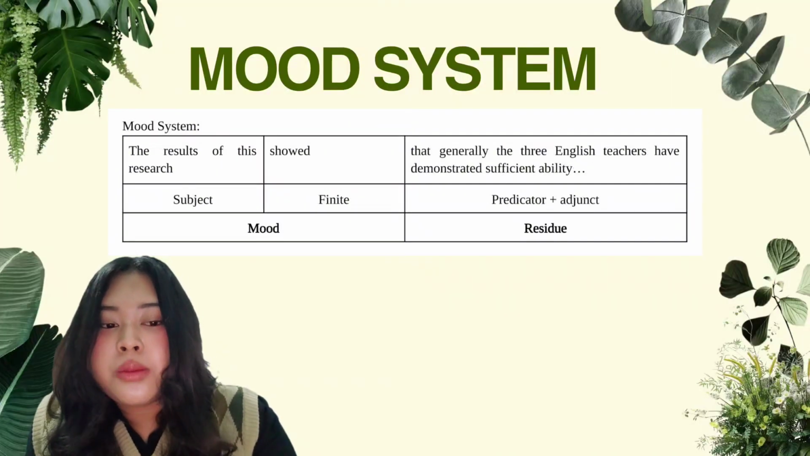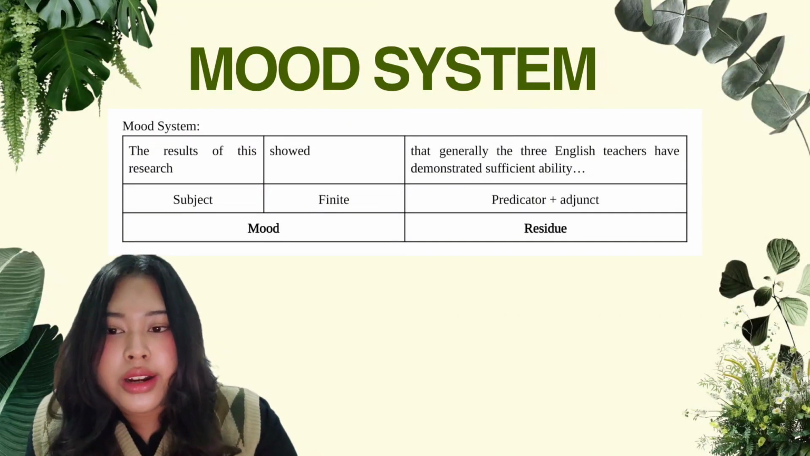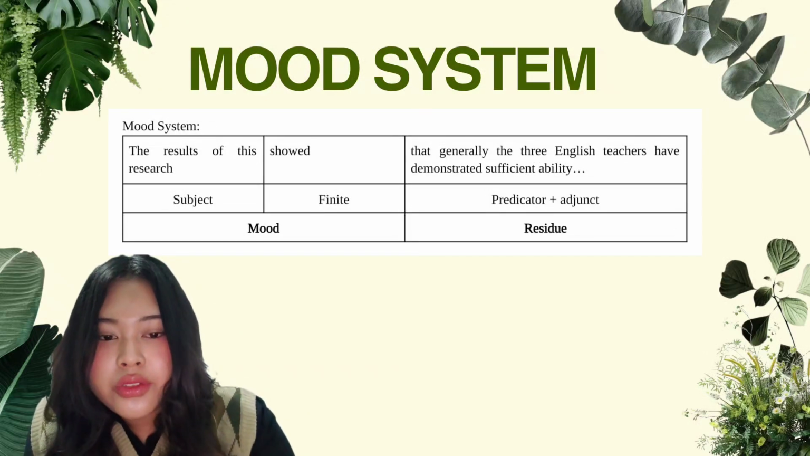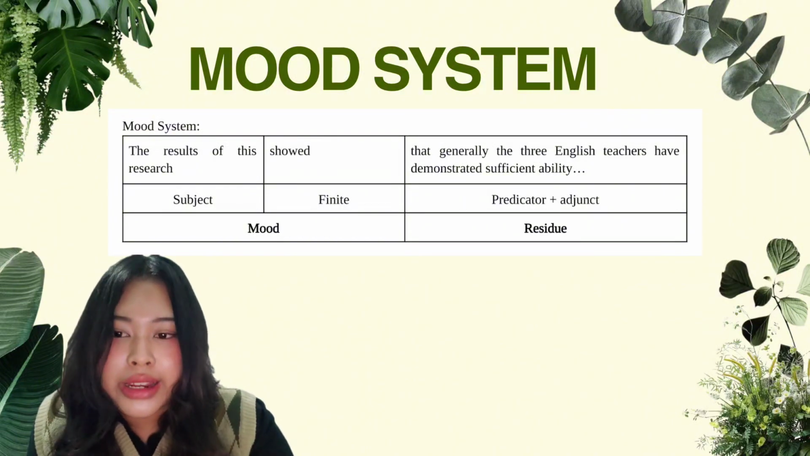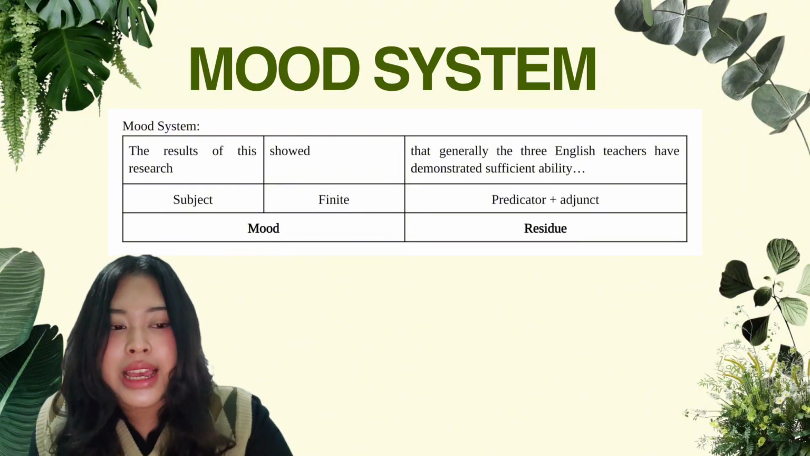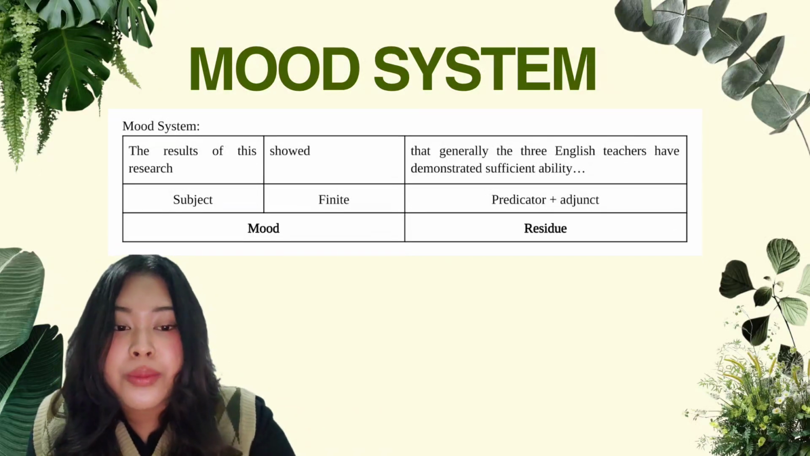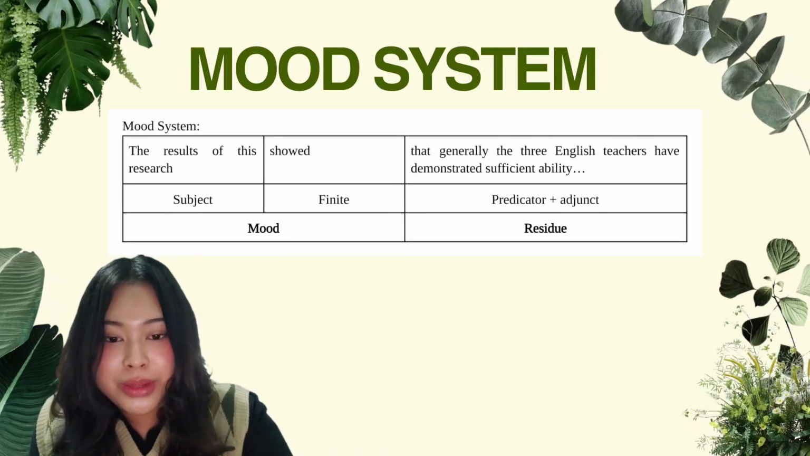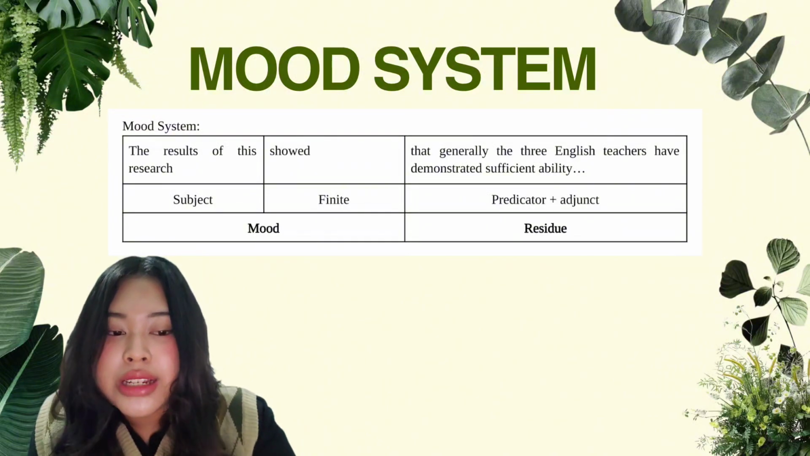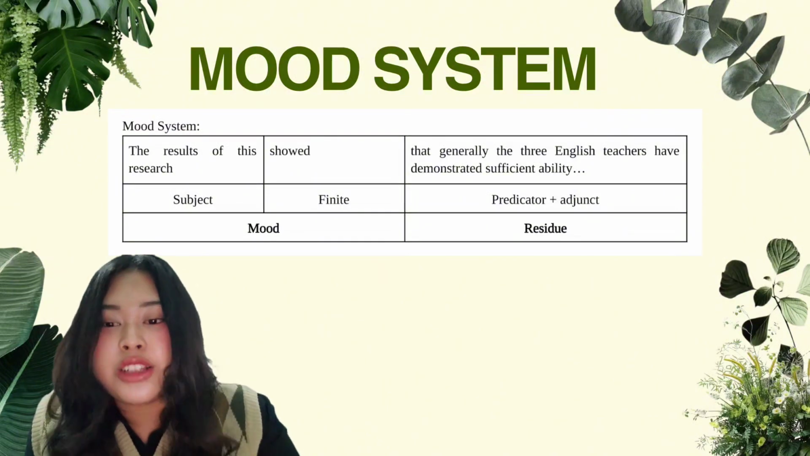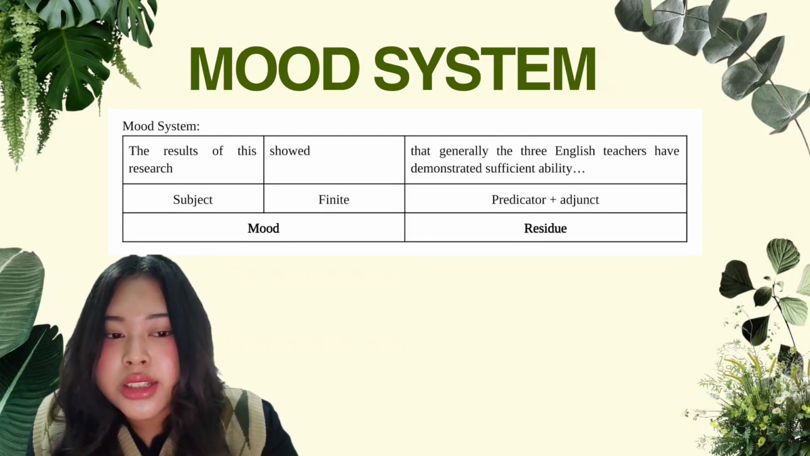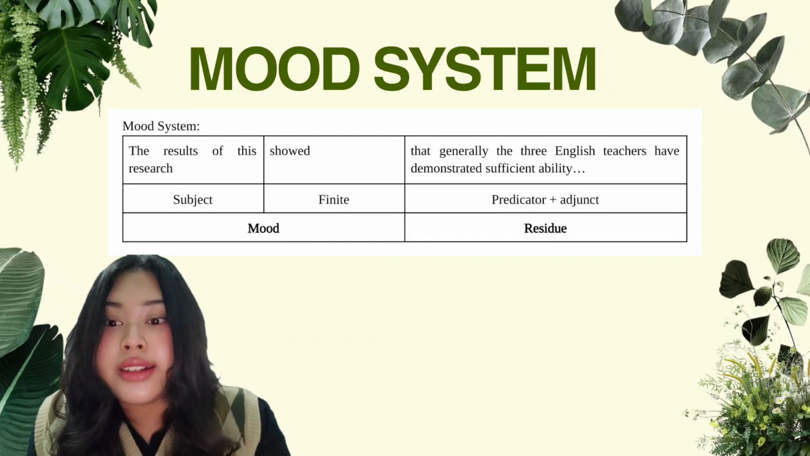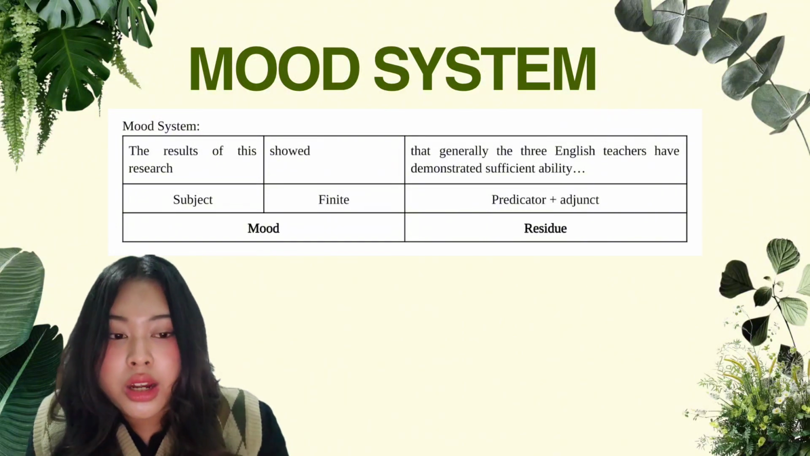Now, this is my mood system analysis for my last sentence. So the mood type here is declarative. The mood block consists of the subject, "the results of this research," and the finite, which is carried in the past tense verb "showed." Remember, the mood block carries the argument. And if we wanted to argue this, we would say the result did not show this. And the entire rest of the sentence, starting with "that generally," is the residue block.